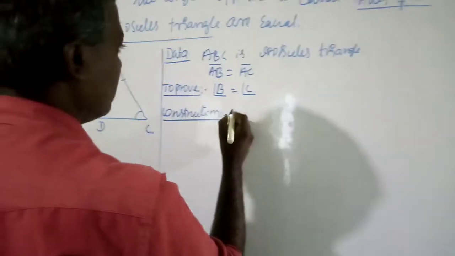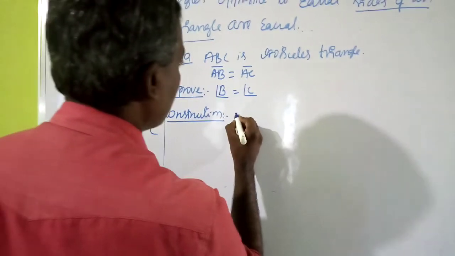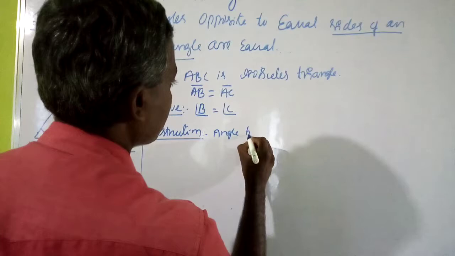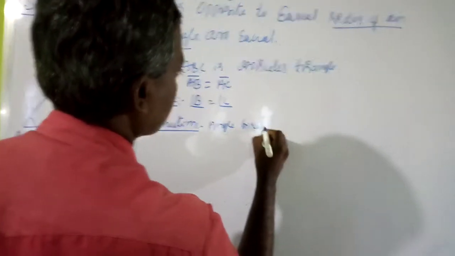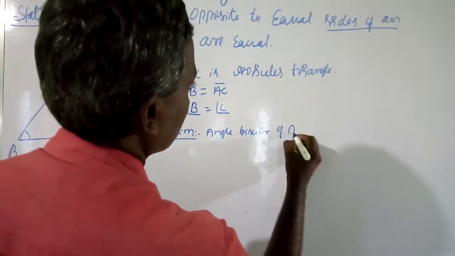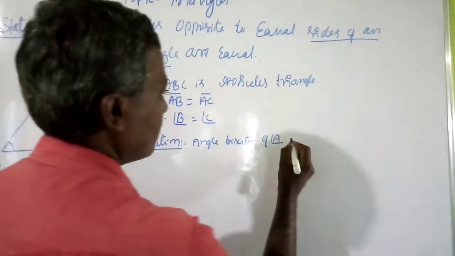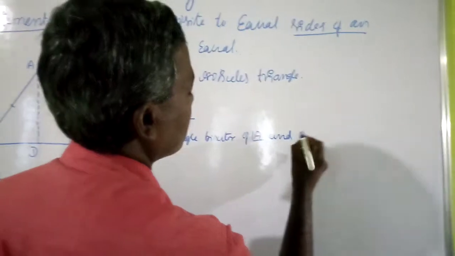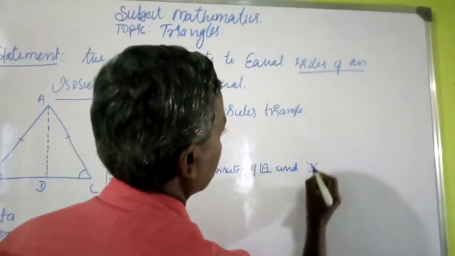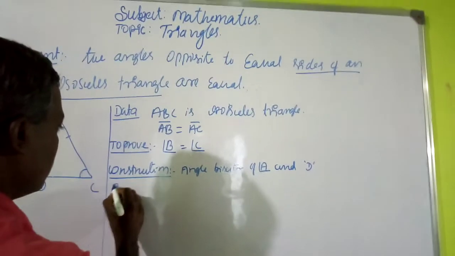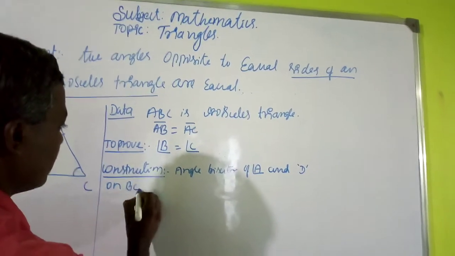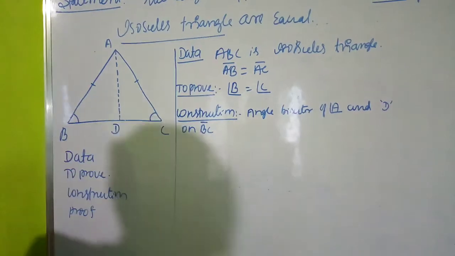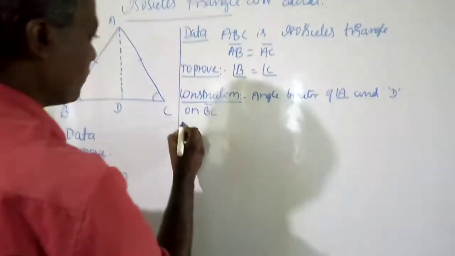Just write down here: angle bisector of angle A and point D on side BC. So this is the construction that we made here. Next, last step, proof.